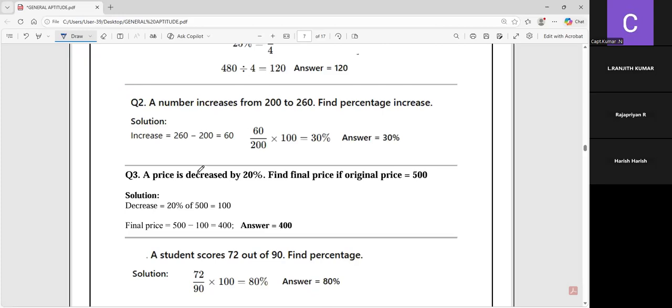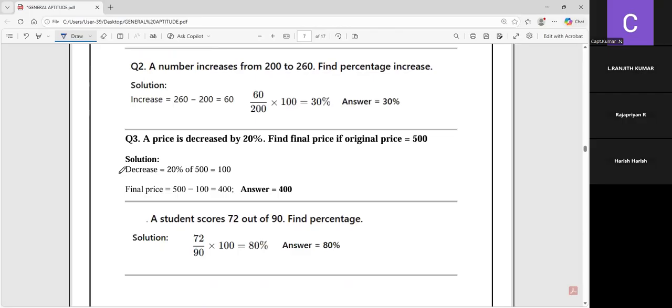Find the final price if the original price is 500. Decreasing is 20%. From how much is it? From the original value. So original value into 20%. The value will be 100, I will get. What is the final price? From the 500 minus the decreasing percentage value 100, subtract these two, we will be getting 400. That is called as the third problem.